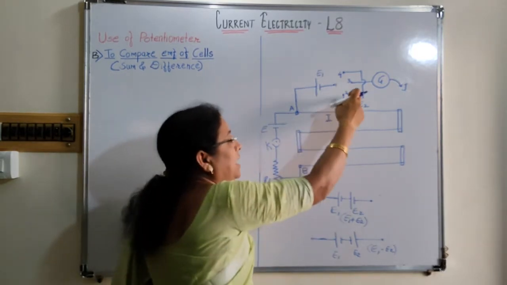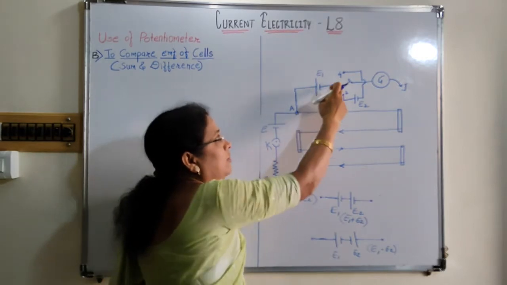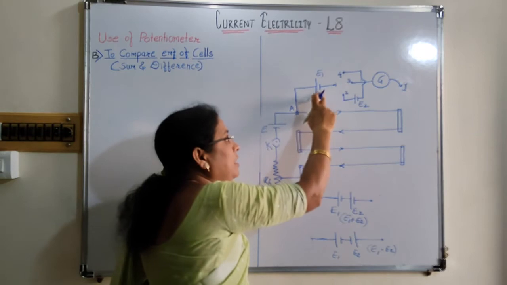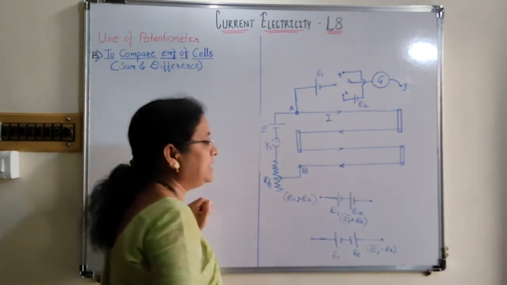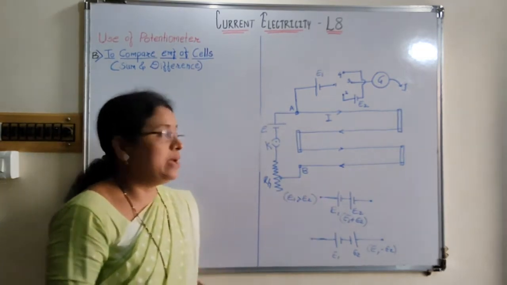When the key is at points 1 and 3, the first and third gap is closed. In that case, the negative terminal of the first cell is connected to the positive terminal of the second cell, means the cells are connected in assisting manner. We can say there is the sum of EMF.